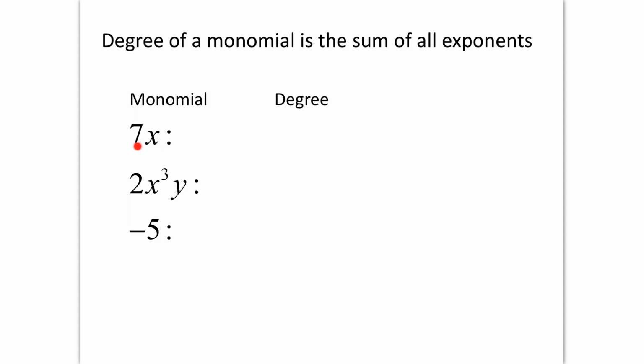So when you look at this monomial 7x, there's only one variable, and that exponent is 1. So my degree is 1. Now the name of degree of 1 is linear. So this is a linear monomial. When you look at the second monomial, 2x cubed y, we have 2 different variables, and the y has an exponent of 1, and the x has an exponent of 3. So when it is a monomial, one term, you're going to add the exponents of the different variables. So the degree here is 4, and the name of a degree of 4 is quartic. So we say this is a quartic monomial.